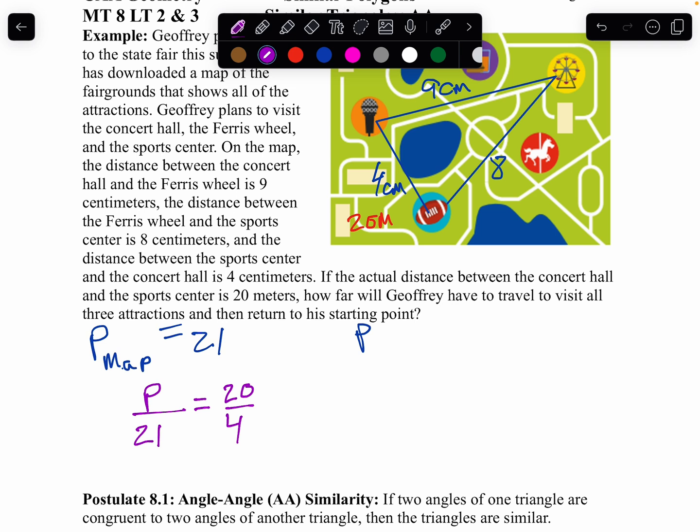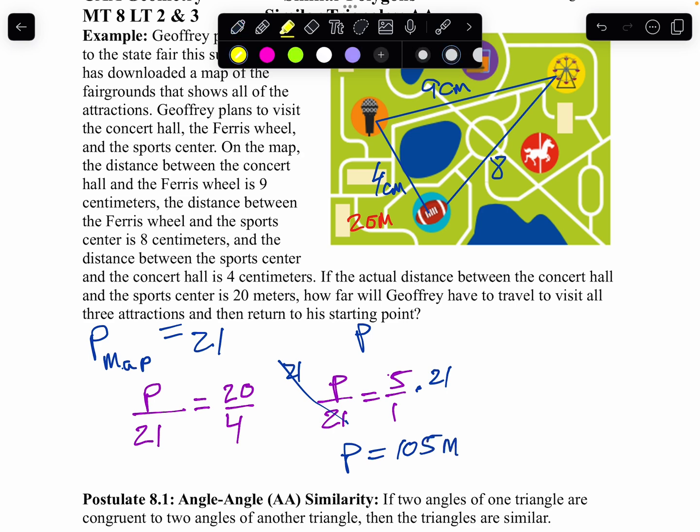Or if I simplify that, P is to 21. 4 goes into 20 5 times, so I'll say as 5 is to 1. Or, to solve for P, I'll multiply both sides by 21. 21 times 5 is 105 meters. And that would be the perimeter that Geoffrey walked that day if he goes to all three.